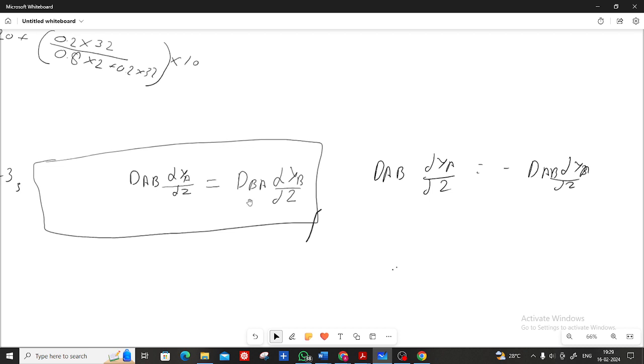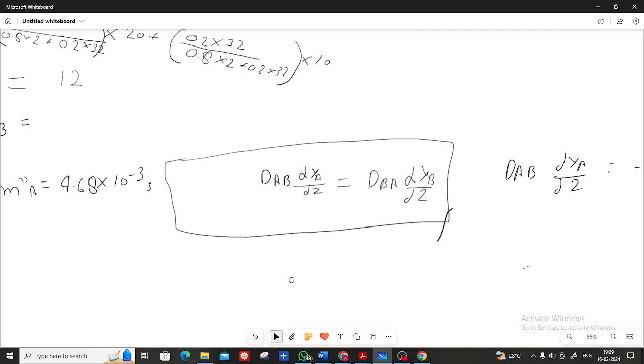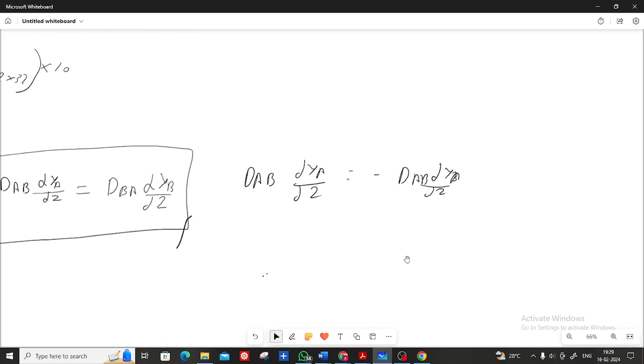The total flow rate, the total velocity of the mixture, equals the mass fraction of A into VA plus the mass fraction of B into VB. So from that we can calculate VB as we have VA with us, or we have the mass flux of A.